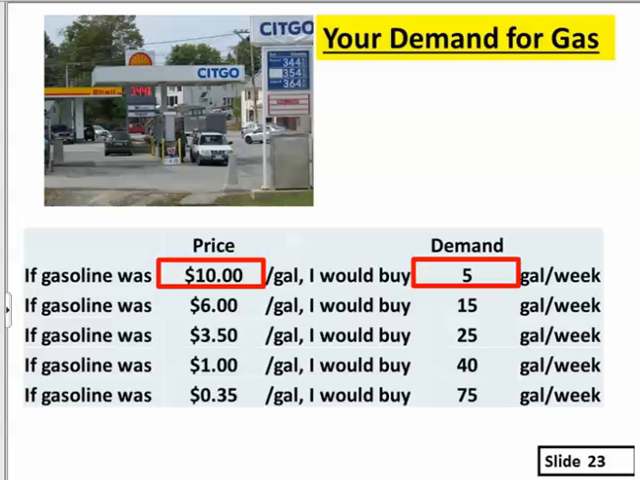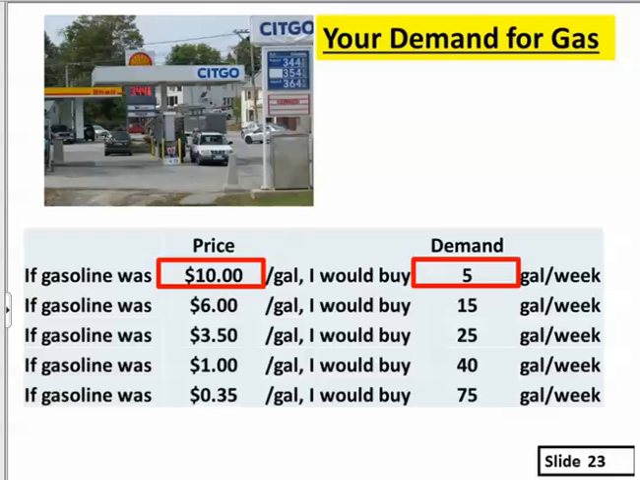What happens if, heaven forbid, gas were to go up to $10 a gallon? Well, now we're going to do absolutely everything we can to avoid buying gasoline. Now, there may be some certain minimum amount we need just in case we have to take the kids to the hospital or something like that. But we're definitely not going to buy nearly as much gasoline.